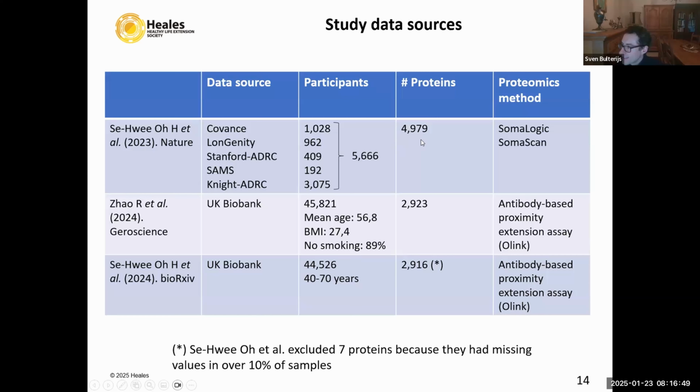The number of proteins here was more, almost 5,000 proteins. Here it's just under 3,000 proteins that were studied. Here this should be the same, but it's actually 7 proteins less because they excluded values for which they didn't have data in over 10% of cases, while they just used all the proteins. And here they use a different assay to measure protein concentration. We went over that earlier.